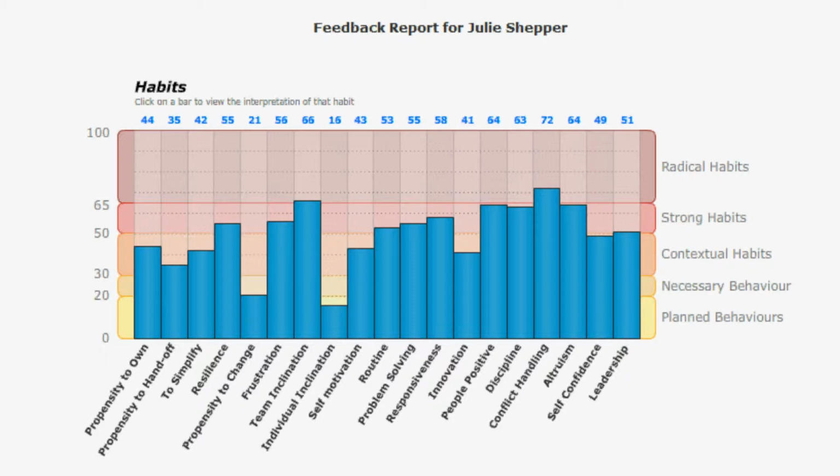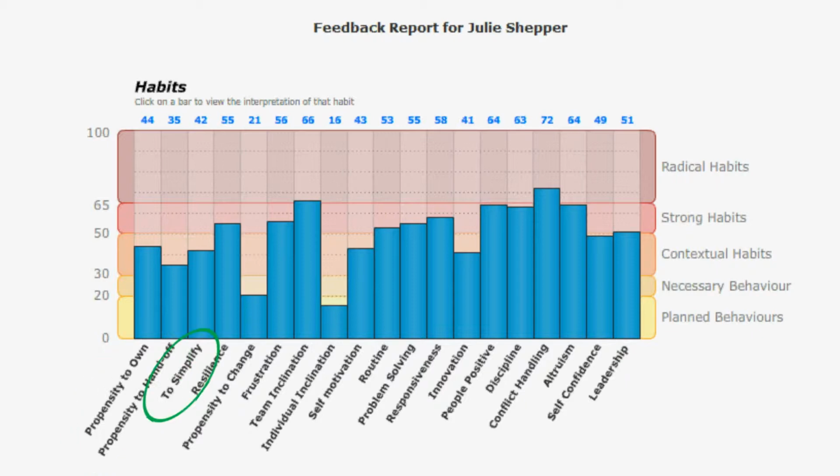You'll see in the first two cases that we sometimes measure opposing habits together. The propensity to own versus hand off maps whether the individual takes ownership of a task versus giving it to others. In this particular case, Julie can contextually deal with both situations, but has a slight tendency to own tasks and probably will handle tasks herself if she feels she can.